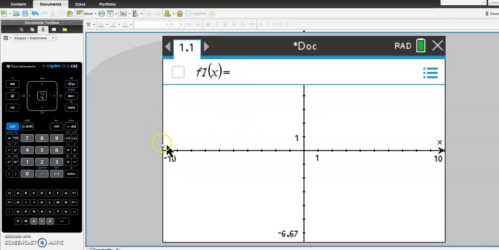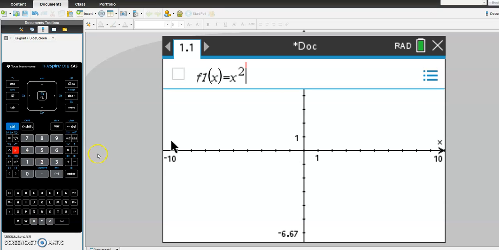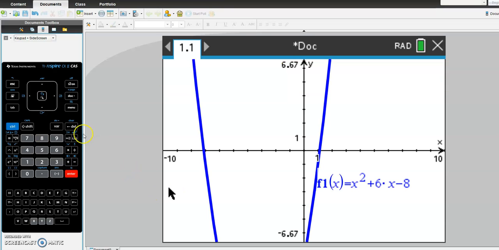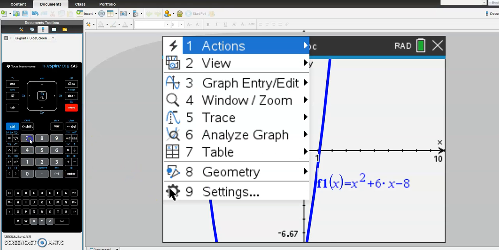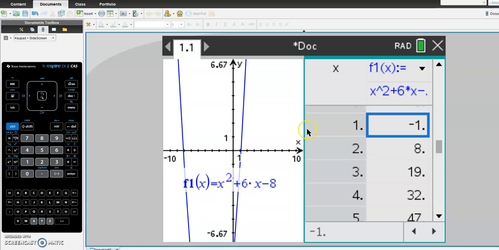All right, here we go. So let's input our quadratic, x squared plus 6x minus 8. Enter. There we go. All right, so we're going to go to menu 7, 1. Boom, there's your table. So here's your x's, here's your y's.